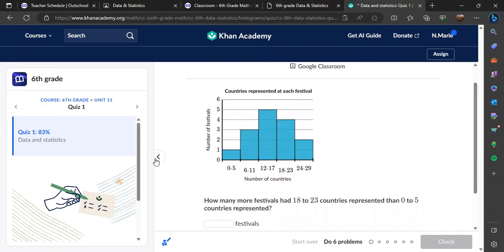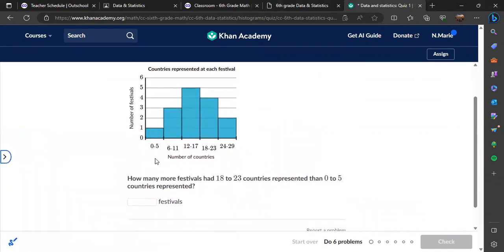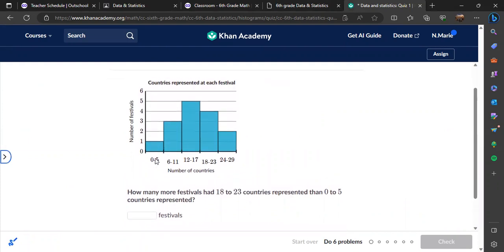Okay, so how many more festivals had 18 to 23 countries represented? So you can see here, these are the number of countries and these are the number of festivals. This here is 18 to 23. And you can see here it stops at 4. So there have been 4 festivals.